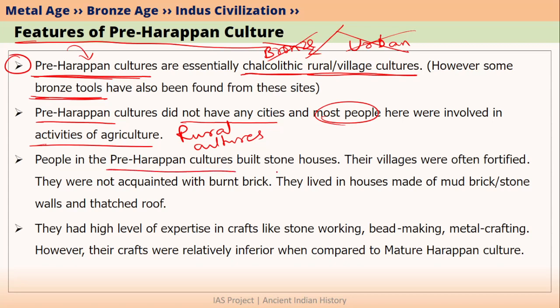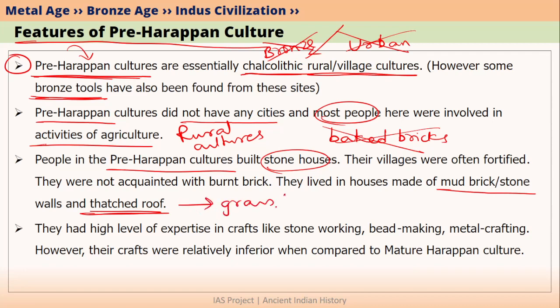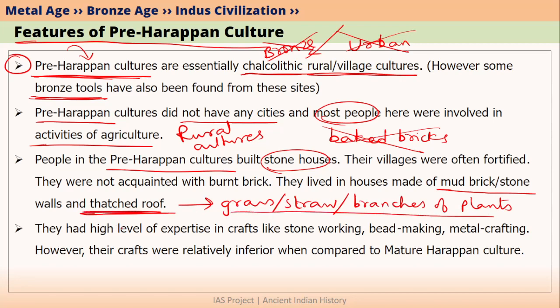Pre-Harappan culture people mainly built stone houses. They did not use baked bricks. They used basically mud brick and stone to build walls, and then they made thatched roofs on these walls. A thatched roof is basically a roof which is made of grass, or straw, or branches of plants. If you use all these materials in building a roof, then such a roof is called a thatched roof. So pre-Harappan people did not have knowledge of burnt brick.